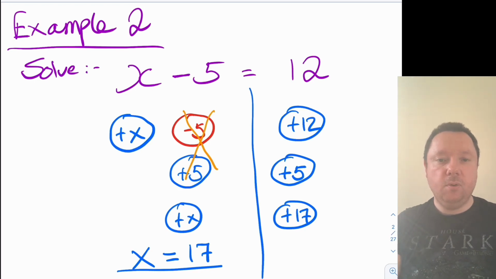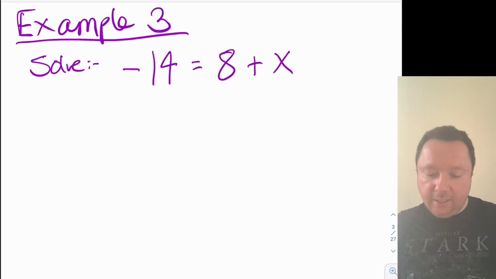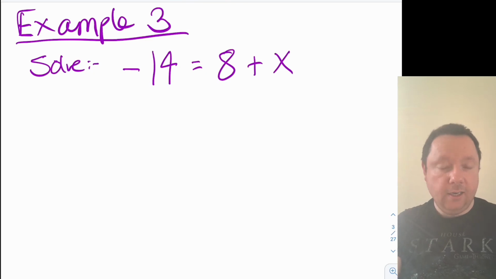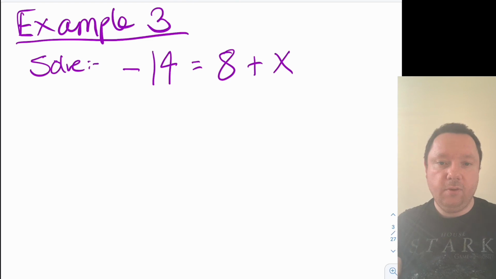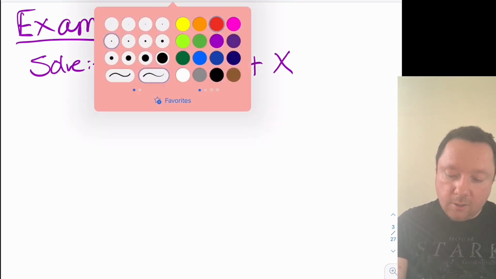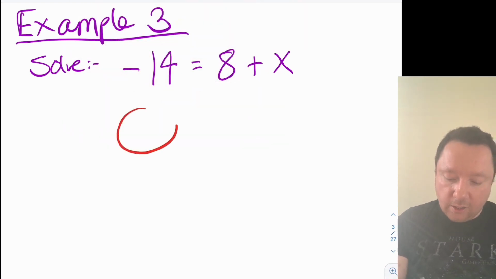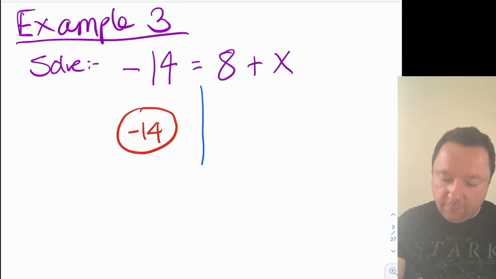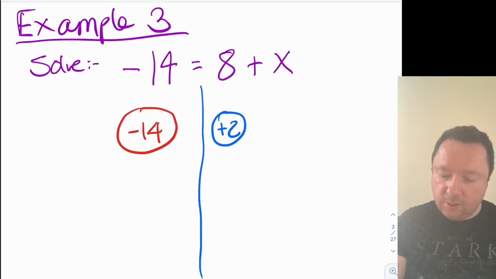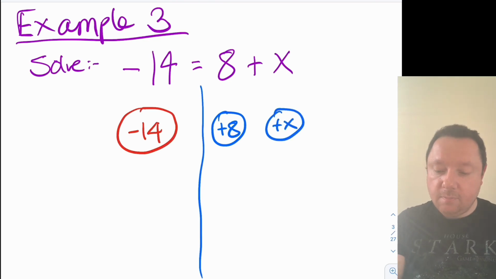Let's do another example. So example 3 says solve, and we've now got it written in a different way. Negative 14 equals 8 add x. Looks a little bit funky, but using the same sort of method, we'll start here. I've got a negative 14 red tile. There's my line for the equals. 8, well, that's plus 8. x, that's plus x. Doesn't matter that the x is over here on the right, we'll just keep it there.